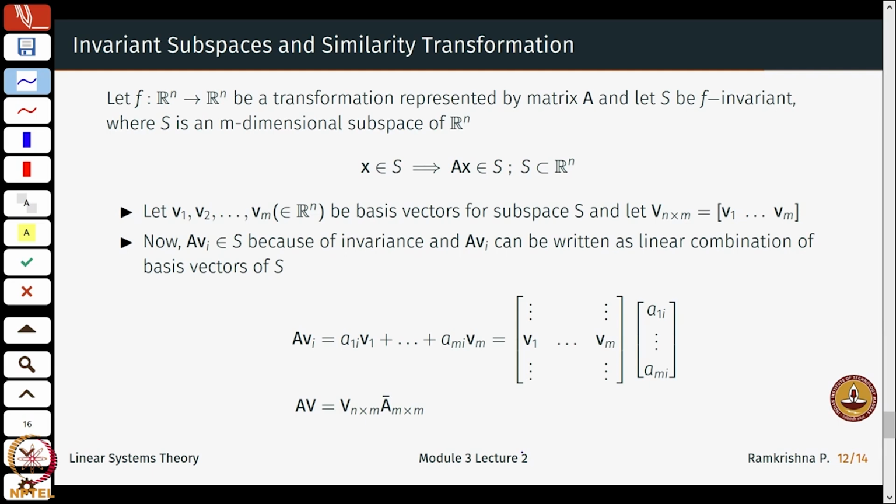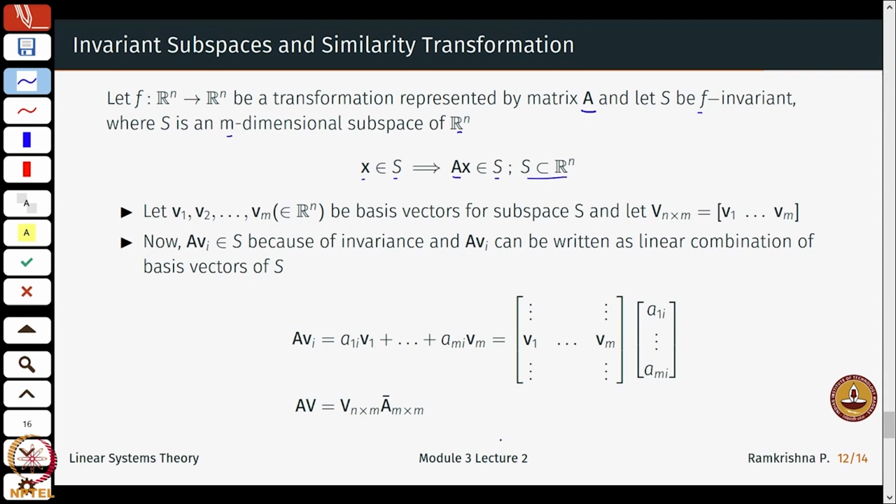Let F be a transformation with an equivalent matrix representation A, and let S be F invariant, where S is an m dimensional subspace of Rn. So, what does this mean? That if I take an element x which belongs to S, this also implies that A times x will also be in S, and S is a subspace of Rn.